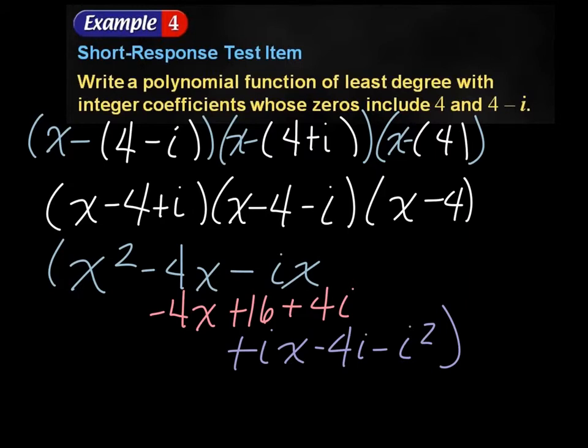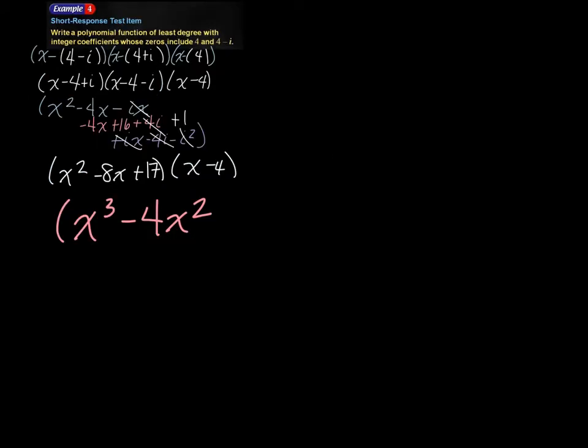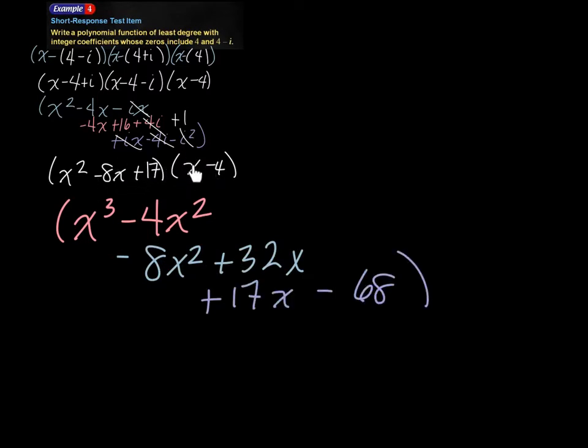And now the fun begins, because our opposites get to cancel, and well, i squared is the same as -1, and so instead of minus i squared, I could put plus 1. So when we combine our likes, -4 plus -4 is -8, and 16 plus 1 is 17. Now we get to distribute that out. So we've got x cubed minus 4x squared minus 8x squared plus 32x plus 17x minus 68.